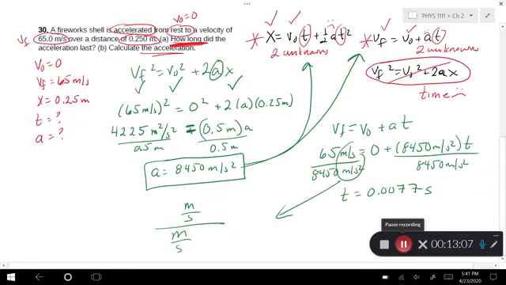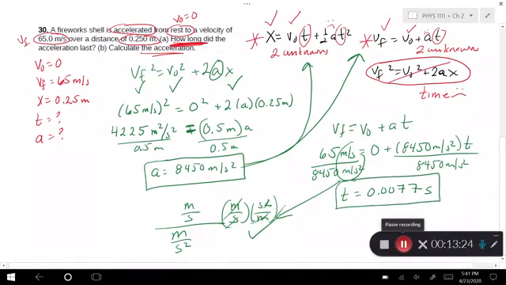Now, I can take this A and put it into either one of these equations. It doesn't matter which one you choose. The one on the right has fewer squares, so that's probably the one I'm going to choose. But it doesn't matter which one you choose, you should get the same answer. So if I do this, now I can plug and chug numbers in again. So I have 65 meters per second is equal to 0 plus 8,450 meters per second squared times time. Divide both sides by the acceleration.